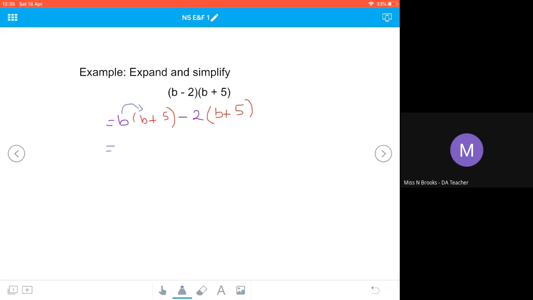So b multiplied by b gives us b squared. Then we've got b multiplied by 5 gives us a +5b. Now we've got negative 2 multiplied by b, which gives us -2b. And then finally, we've got -2 multiplied by 5, which is going to give us negative 10. Again, we're going to collect those like terms in the middle so that we end up with a trinomial of b squared, and 5b take away 2b is 3b, take away 10. So (b - 2)(b + 5) is b squared + 3b, take away 10.